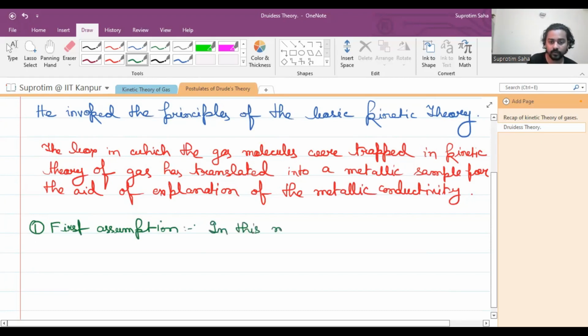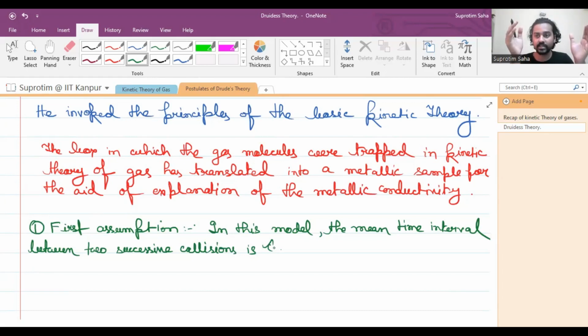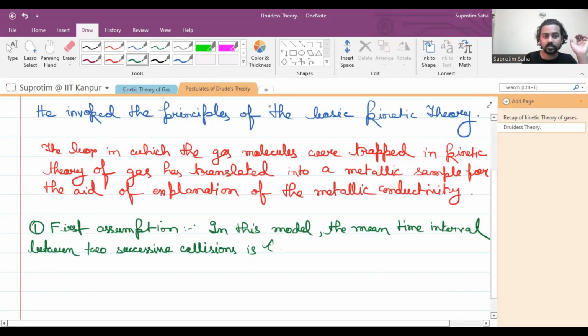In this model, the mean time interval between two successive collisions is tau. So the typical time scale between two successive collisions, the time it takes, is tau. And this is the collision time, and we are talking about the collision time of the electrons. Collisions of electrons is given by tau.